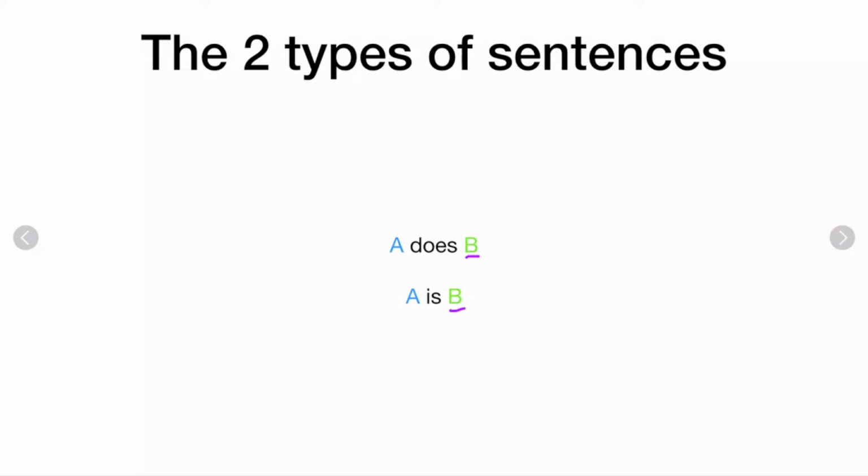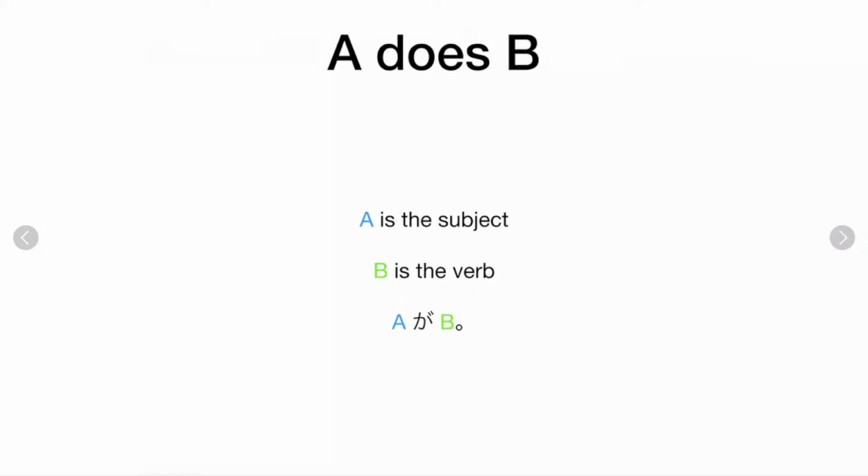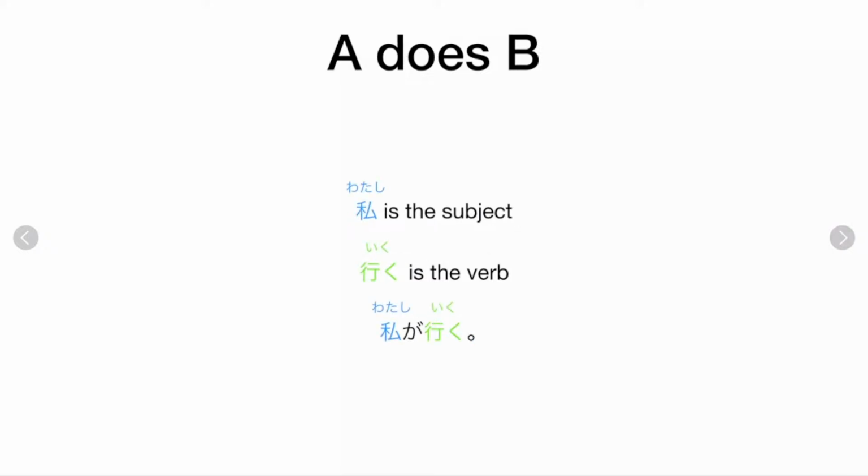Okay, so fundamentally, every sentence in Japanese is either A does B and B is a verb, or A is B and B is either a noun or an adjective. So A is the subject, and B, if it is an A does B sentence, is the verb. So watashi ga iku, right? We know watashi is me and iku is go. So watashi ga iku is I will go.